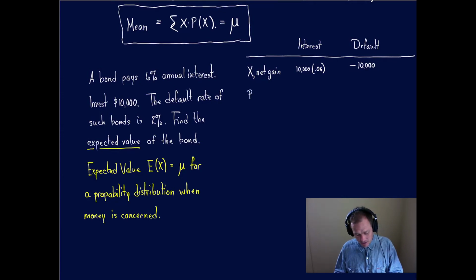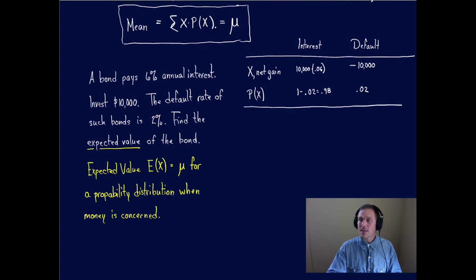So now what we want to do is the probability of these. The first one we know is the default rate. The default rate is 0.02. So there's a 2 out of 100 chance that the company paying that bond, or the government paying that bond, goes under. Well, what else could happen? There's a 1 minus 0.02, that's a 0.98 chance, 98 out of 100, that the bond will pay. And that's what we hope for.